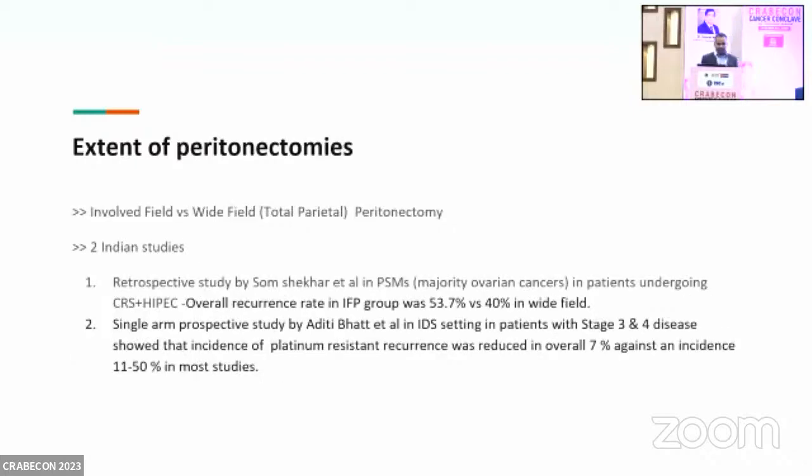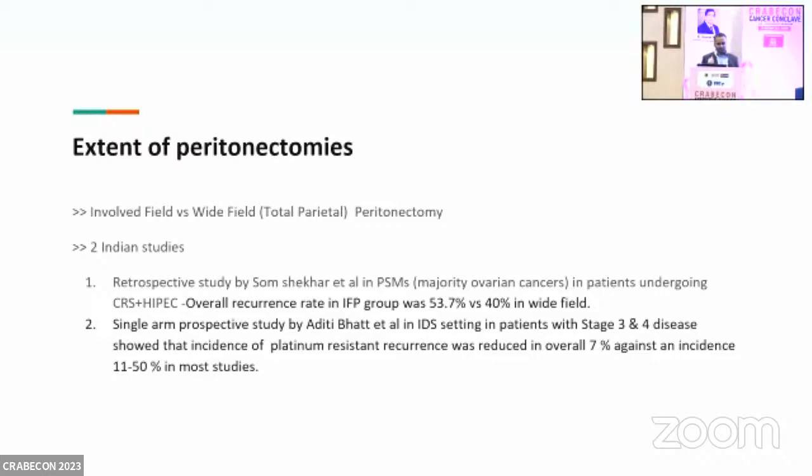So what should be the extent of peritonectomies? Whether we do an involved field or total parietal peritonectomy, there are two Indian studies in this context. First is a retrospective study by Somashekhar in peritoneal surface malignancies. In this study, they reported that the overall recurrence rate in the involved field peritonectomy was higher as compared to the 40% in wide field peritonectomy or total parietal peritonectomy. The second study was also an Indian study. It was done by the Aditi Bhatt group in the interval debulking surgery setting and in stage 3 and 4.